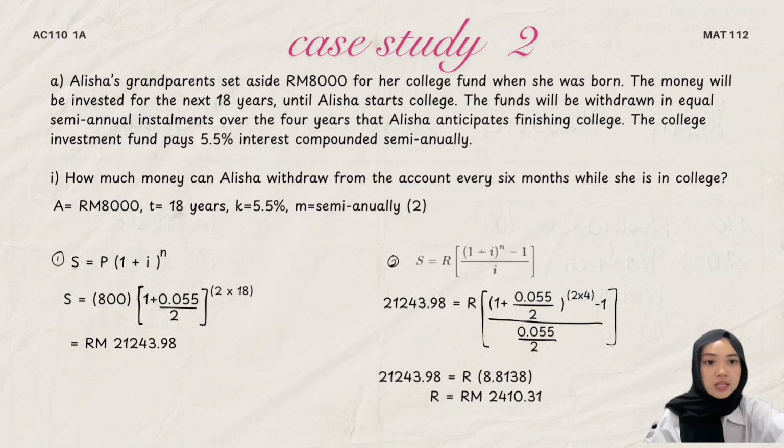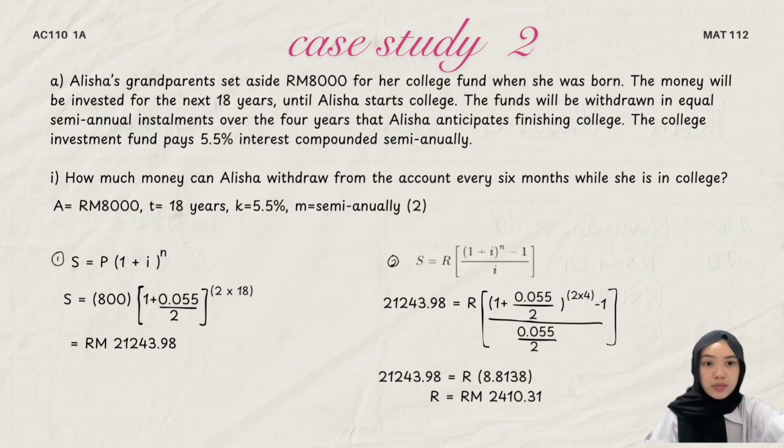Question 1. How much money can Alicia withdraw from the account every 6 months while she is in college? Step 1. We need to use the formula S equal to P multiplied by (1 plus i) to the power of n to find the accumulated value of the money invested. After substituting all the information given in the formula, the equation will be S equal to 8,000 multiplied by (1 plus 0.055 over 2) to the power of 2 multiplied by 18. The final answer will be 21,243 ringgit and 98 cents.